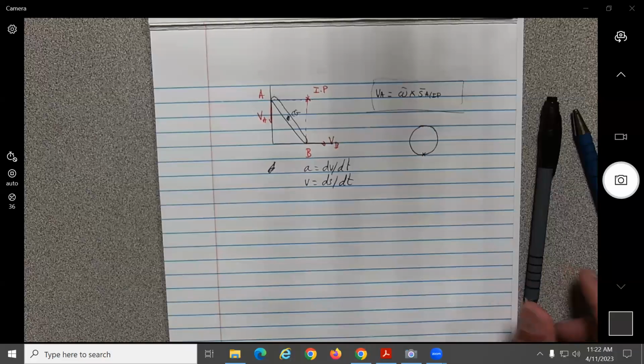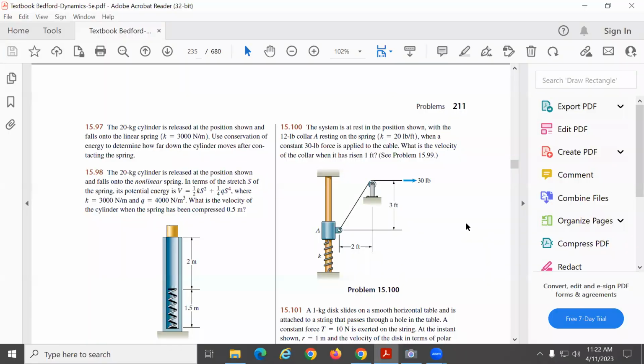So let's do the problem. What did we say? 15100. Okay, so the system is at rest. So what does that mean? V initial equals omega initial equals 0, in the position shown with the collar A resting on the spring.